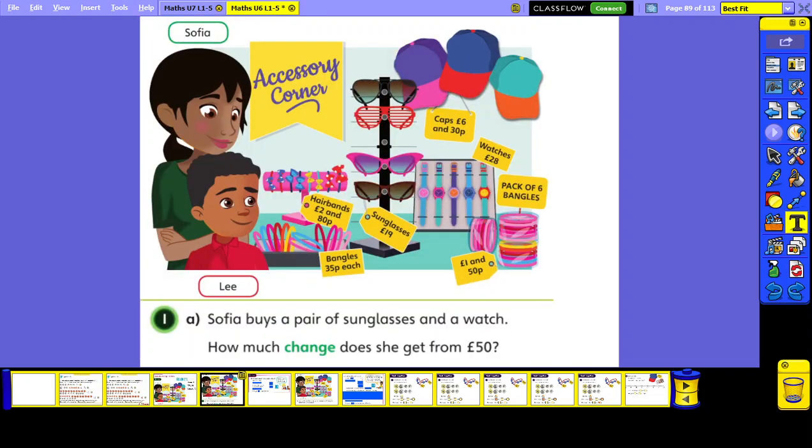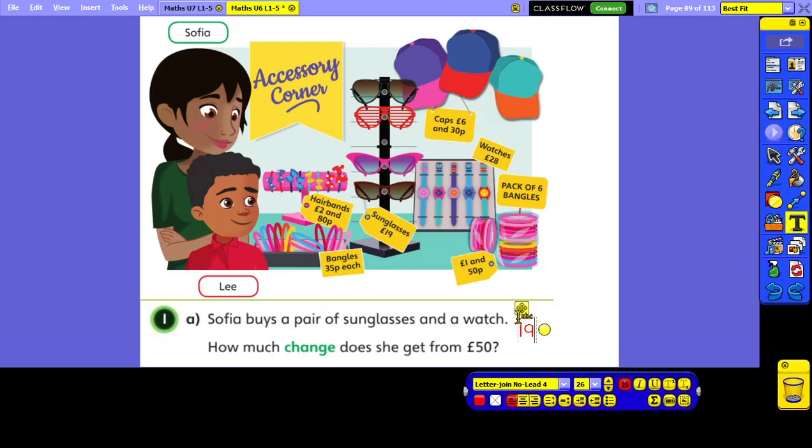Sophia buys a pair of sunglasses and a watch. How much change does she get from £50? So what am I looking for here? Well, I need to know the cost of the sunglasses. And if I look in the middle of my screen there, on a stand are all the sunglasses labelled up at £19. I then also need to know the cost of a watch, which, if I look over on the right, I'm just going to get my arrow, if I look over here, I've got £28. So I've got sunglasses at £19, and I'm just going to write that here, £19. And I've got my watch at £28.